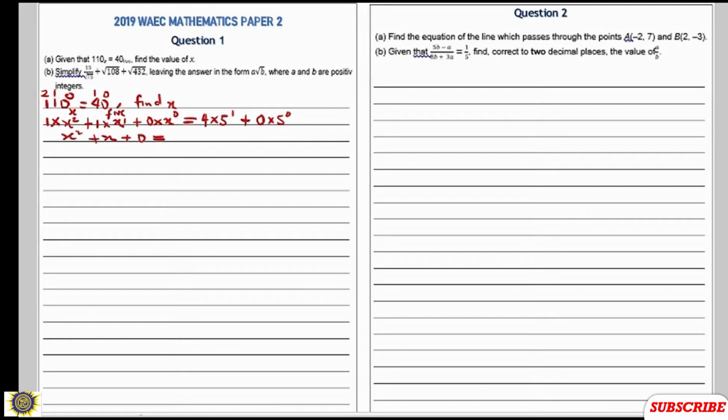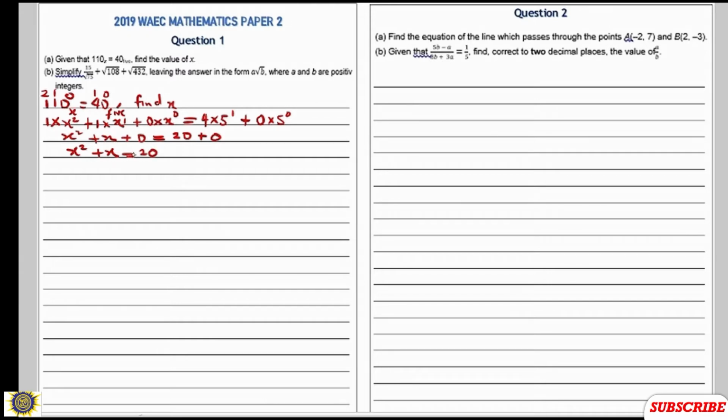Equal to, now 5 raised to power 1 is 5, times 4 gives you 20, plus 0 times 5 raised to power 0, which gives 0. So from here you can easily say that x squared plus x is equal to 20.